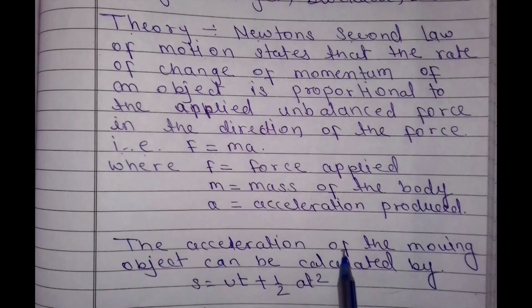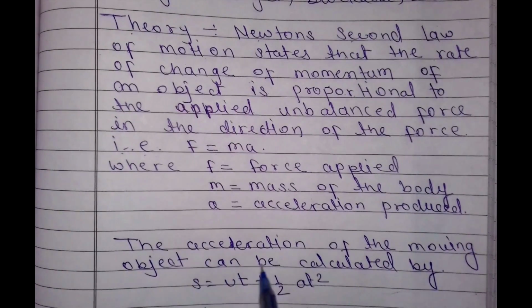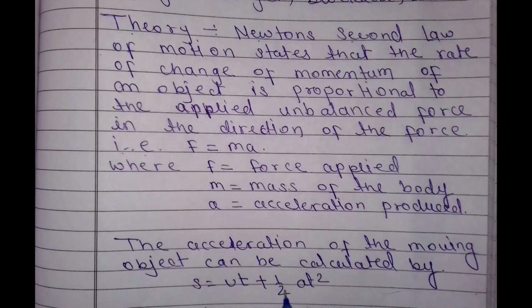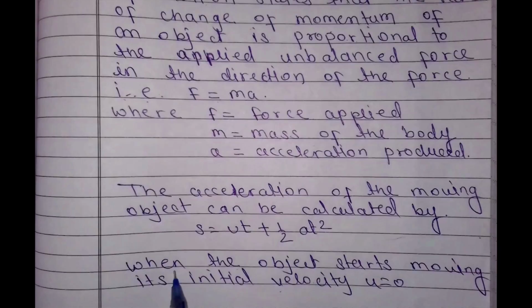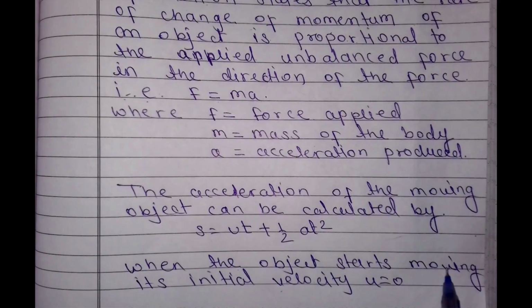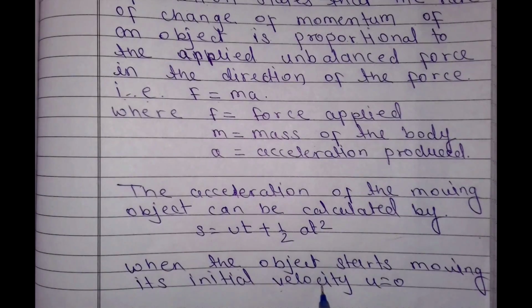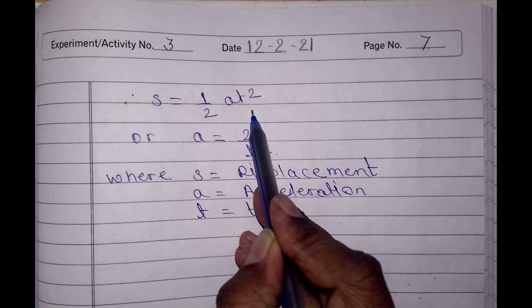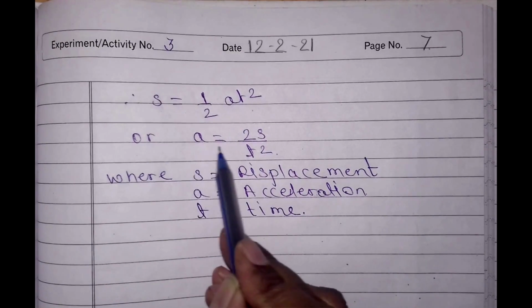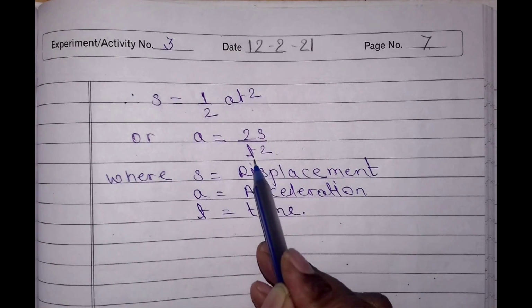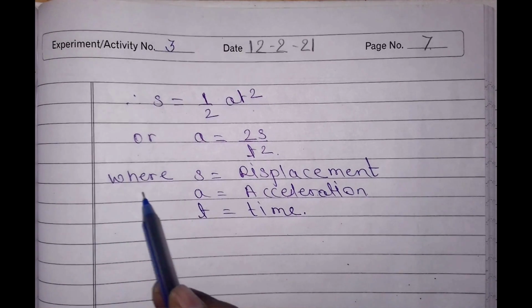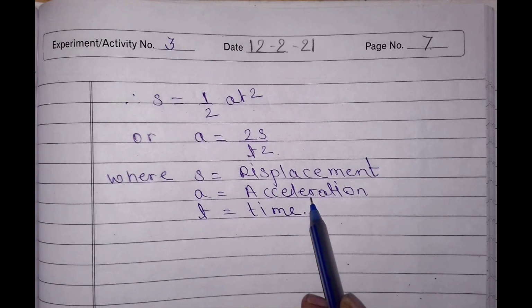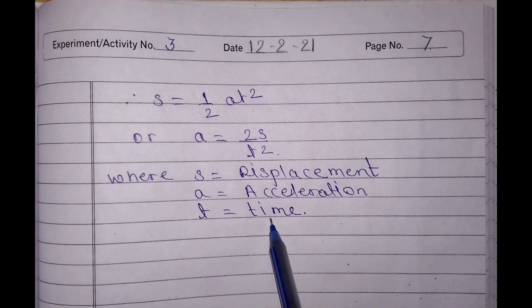The acceleration of the moving object can be calculated by s = ut + ½at². When the object starts moving, its initial velocity u is equal to 0. Therefore, s = ½at², or a = 2s/t², where s is the displacement, a is the acceleration and t is the time.